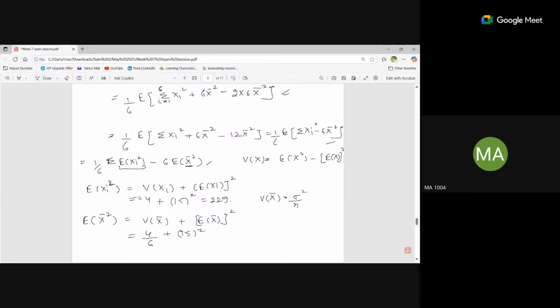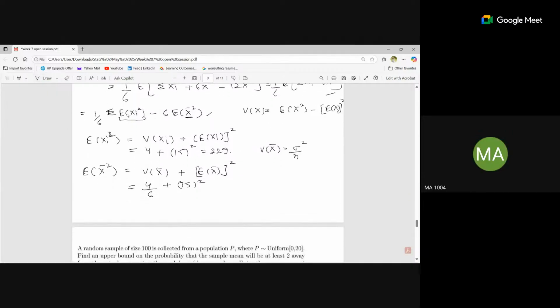Okay. Now put all these values in this equation. So my expectation of s square will be equal to 1 by 6 times 6 into 229 minus 4 by 6 plus 15 square. If you solve this, you will be getting 10 by 3 as the answer.